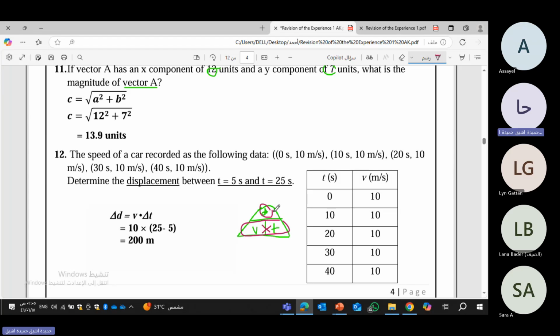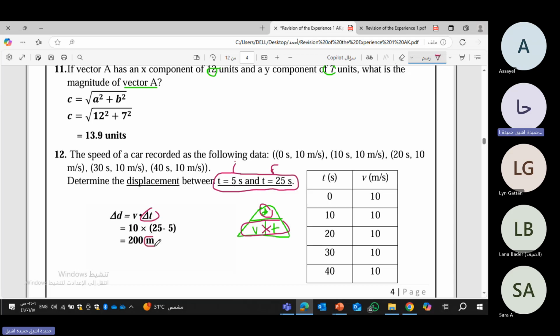Like here, I don't have only one t, girls. They are mentioning between these two t's. So you have two t's. Can you find one of them? No. So the first one is initial. The second one is final. And we already know anytime you want to find the change in something, you have to say final minus initial. So first of all, you subtract 25 minus 5, and then you multiply it by 10 because the velocity is the same, all of them 10. No need for subtraction of the velocity, only time, okay? So delta t means final minus initial. So 25 minus 5 equals 20. 20 times 10, 200. Don't forget the unit.